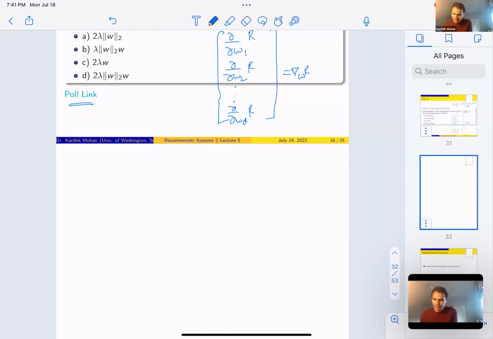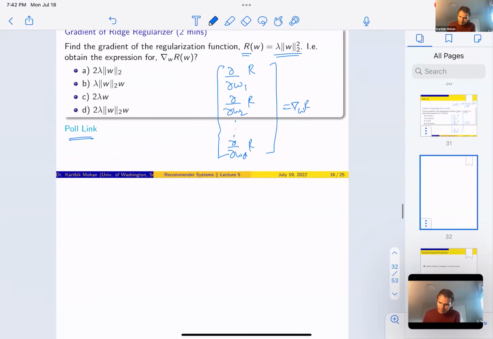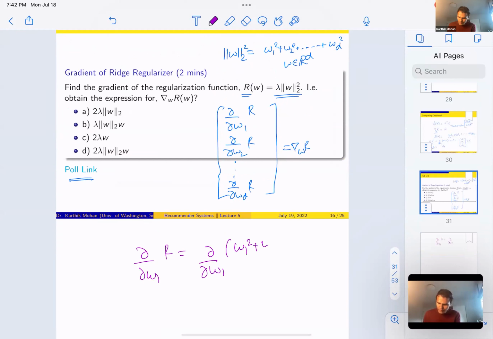Yeah, so the answer is C, because again, go by first principles, right? So what happens when you take the derivative with respect to W1 of R? That's the derivative with respect to W1 of W1 squared plus W2 squared plus so on up to WD squared, times lambda, right? So you have lambda as well. The only term that has W1 here is this. Everything else doesn't. So you can just take the derivative with respect to W1, which is 2 W1, but then you also have lambda. So it's 2 lambda W1.